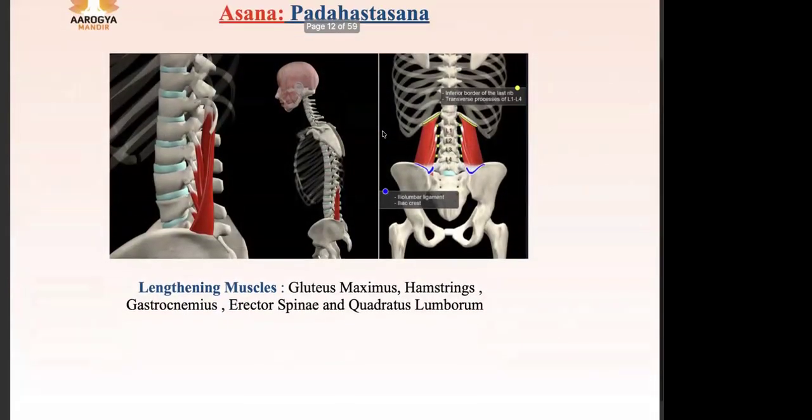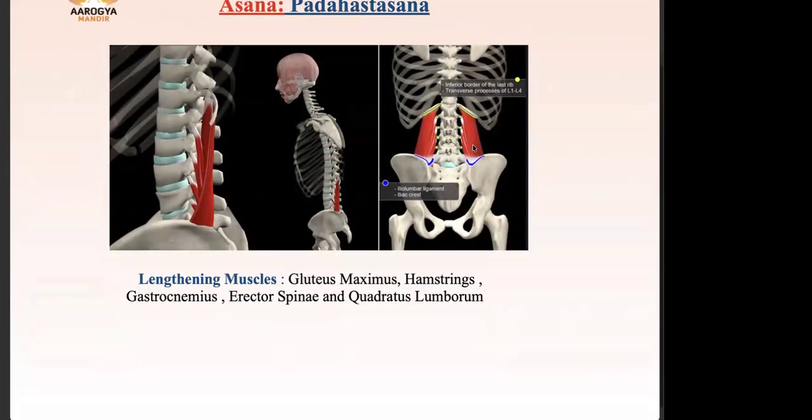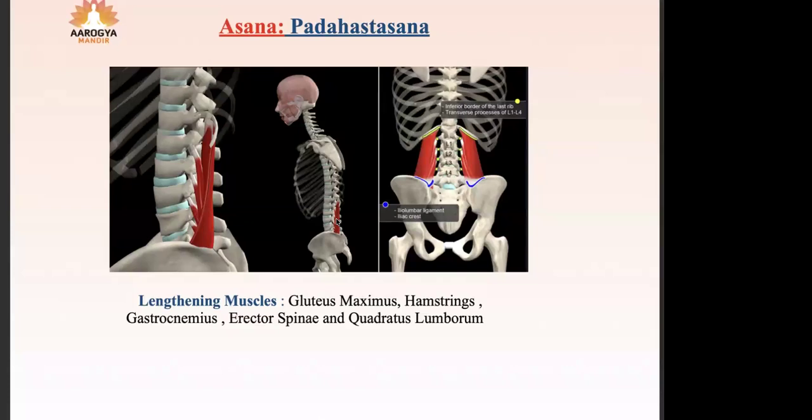Now, let me show you the quadratus lumborum muscle. See, you can see the side view of the quadratus lumborum muscle, which is getting stretched. Earlier, I had also informed you that most of the time, the stiffness of these muscles leads to back pain. So if we regularly practice Padhastasana with knee folded, then in that scenario, it is going to help you out in stretching these muscles.